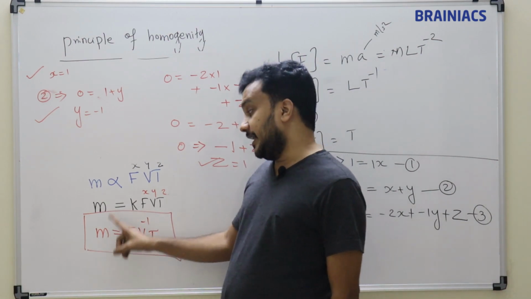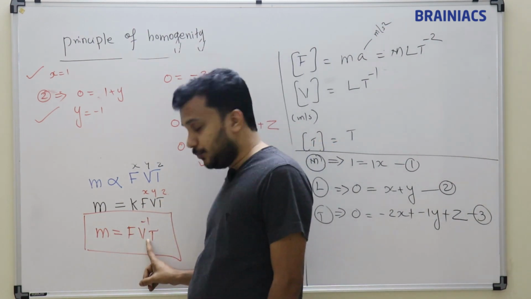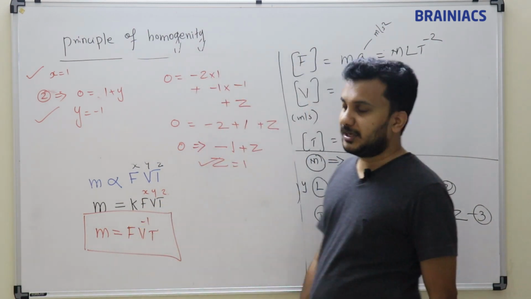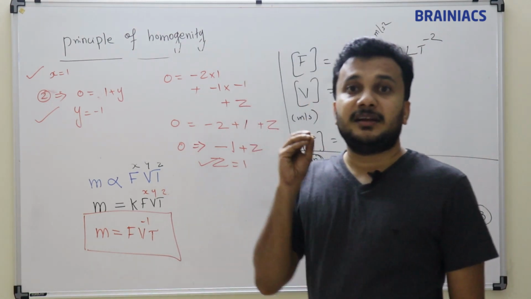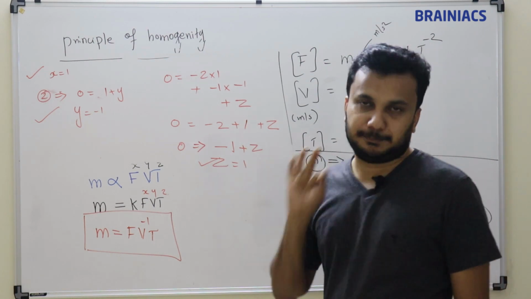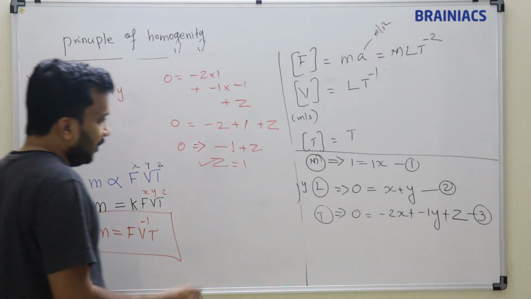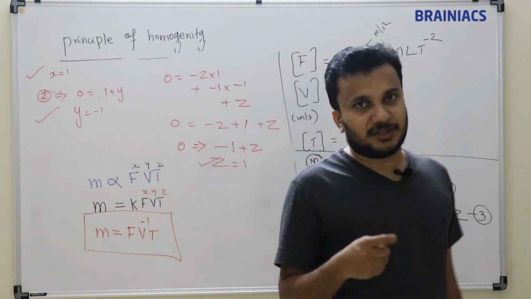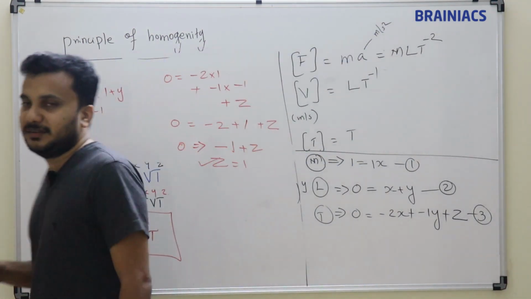Mass is directly proportional to F, inversely proportional to V (V raised to minus 1), and proportional to T. So F, V power minus 1 and T is the dimension formula of mass in terms of force, velocity and time. This is a concept. Now I will give you a small exercise also. You try it out and you will get the answers.